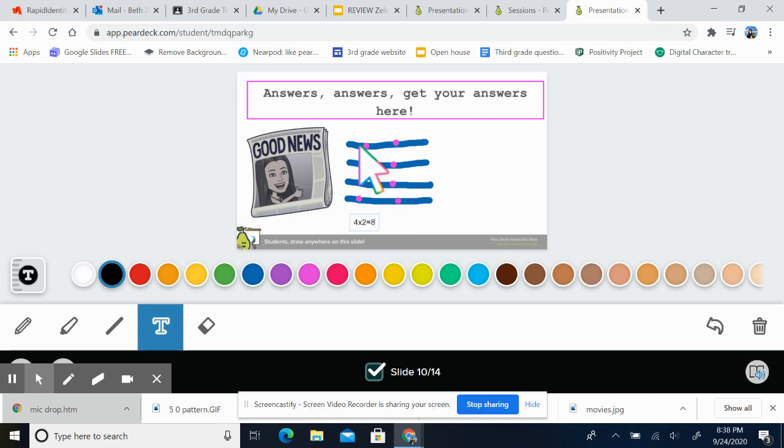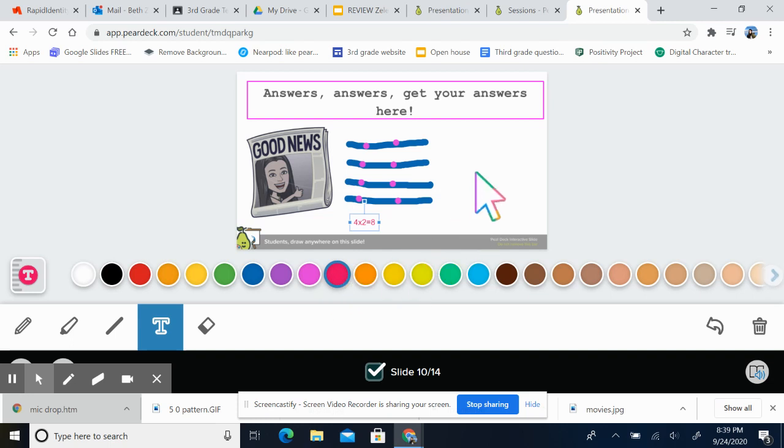Let's check to make sure we did that correctly. 1, 2, 3, 4 rows, really. 1, 2 columns, cool math. Okay, so 4 times 2 equals 8. Let's check to make sure that it equals 8. 2, 4, 6, 8. So that is my array to show 4 groups of 2 equals 8, or 4 times 2 equals 8.